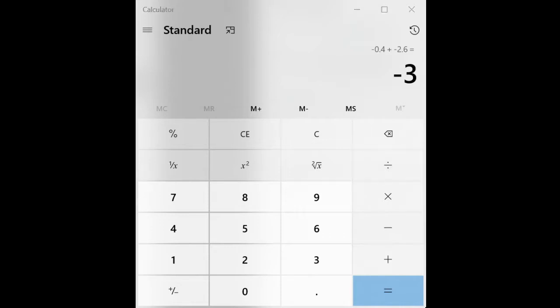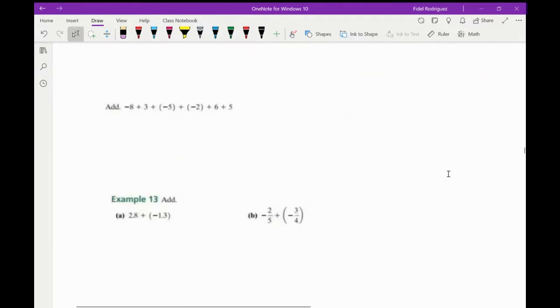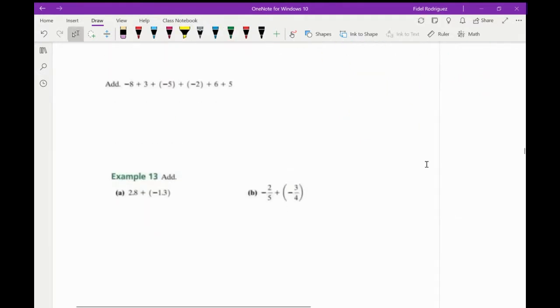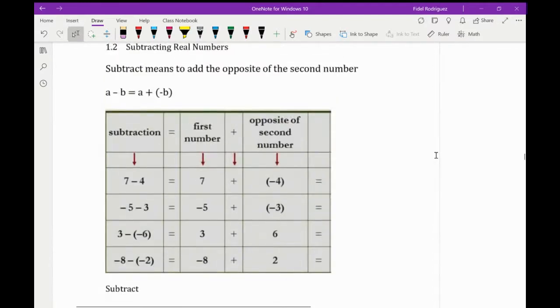So let me stop sharing this part, and let me come back to my notes. Here we go, and yes, you guys can see it. So this here gave me a negative 3. All right. I'm going to skip down, guys, because I really want to get to this part here. The subtraction part can be a little bit confusing at times, and I really want to make it as easy breezy as I can.